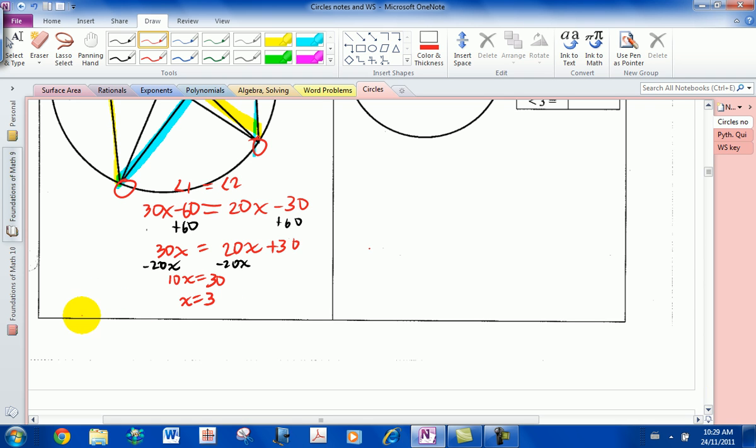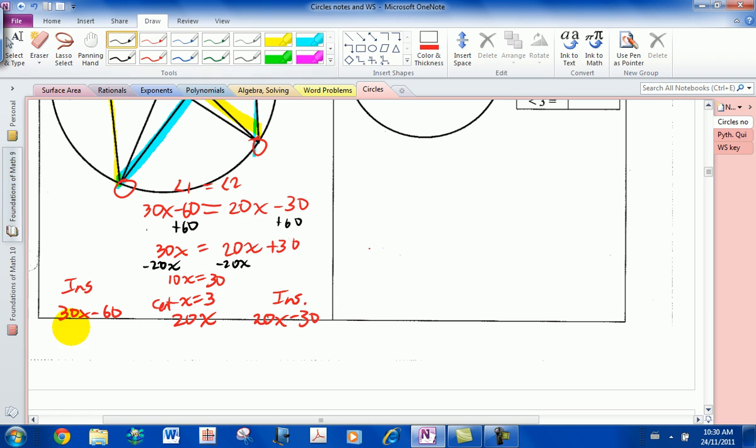So we have the angle on the left, which is 30x minus 60. We have the central angle in the middle, which is 20x. So we have the inscribed, we have the central, and we have the other inscribed. And the other inscribed is 20x minus 30.